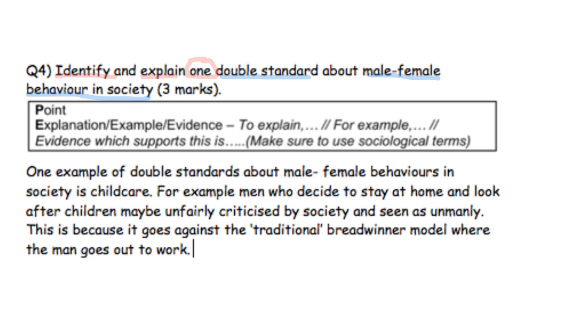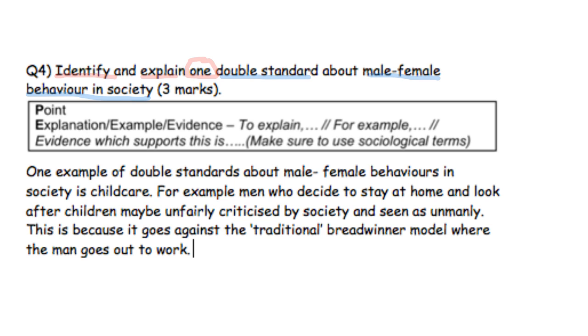So, for example, men getting paid more for the same work that women do is a double standard. Other examples might include the choice not to have children. So women are unfairly judged if they decide not to have children, whereas men, it doesn't apply to men. Obesity, beauty, and body issues. Women are unfairly judged within society based on the way they look in comparison to men.